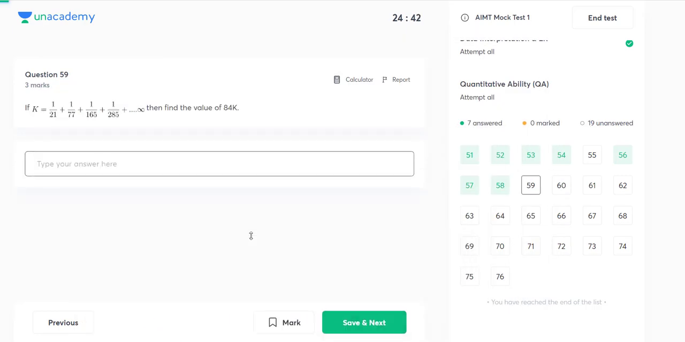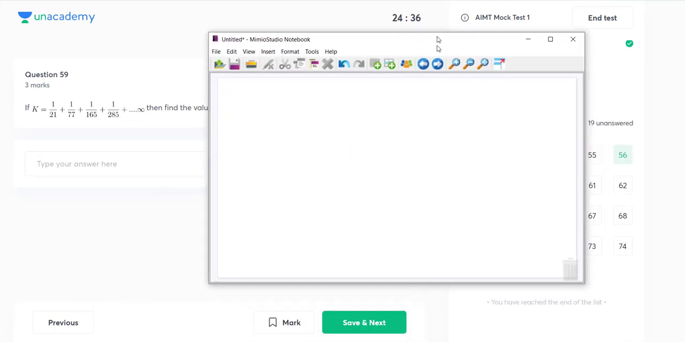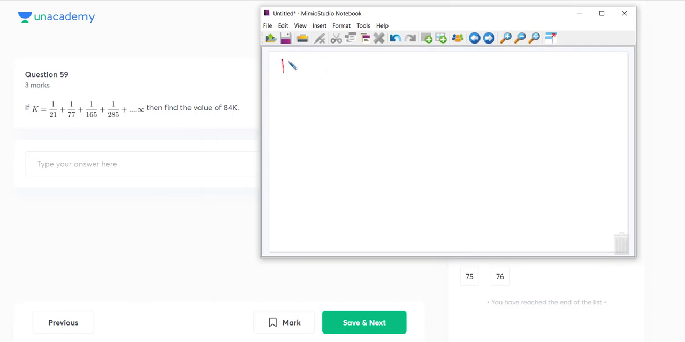Let's move ahead. Over here, this is the miscellaneous series. Let's try to solve this. Let's try to identify the pattern first of all. The value of k is equal to 1 upon 3 into 7, plus 1 upon 7 into 11, very easy pattern, plus 1 upon 11 into 15, plus 1 upon 15 into 19.